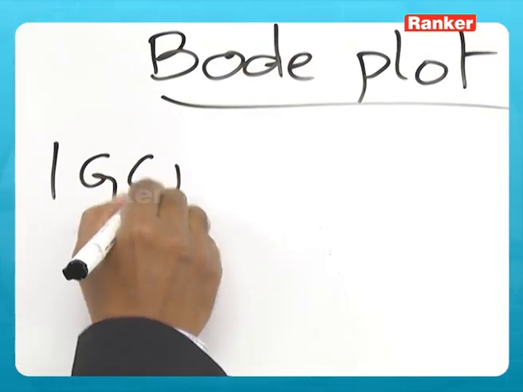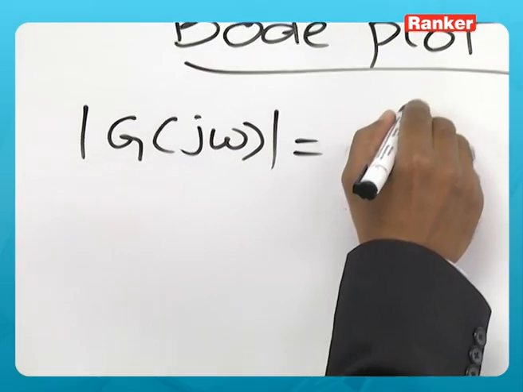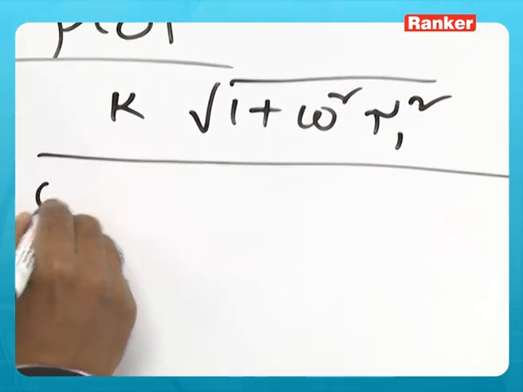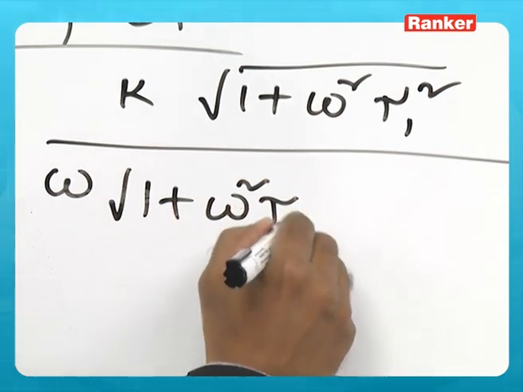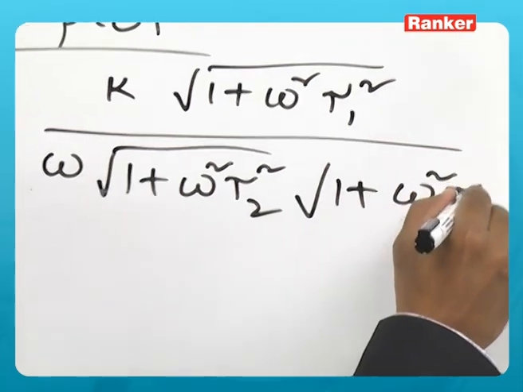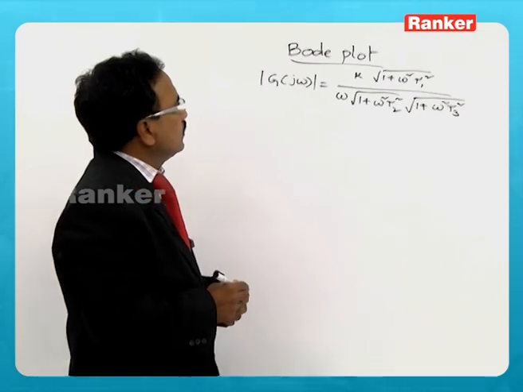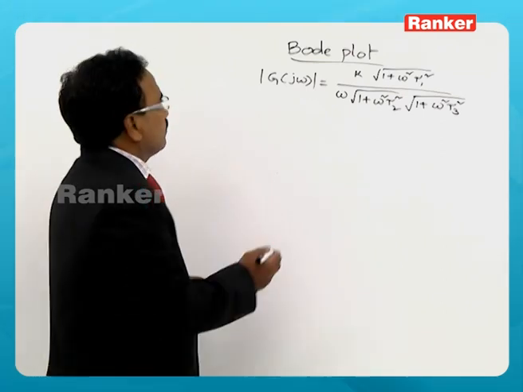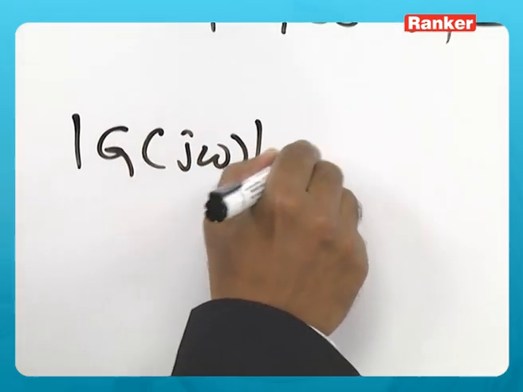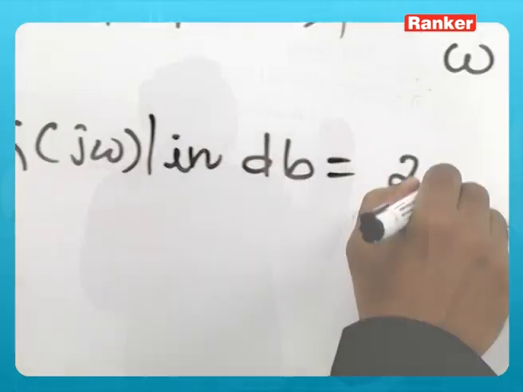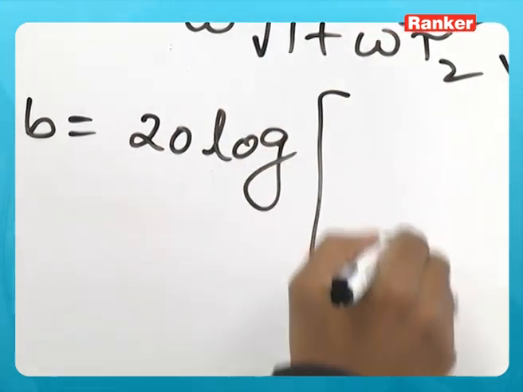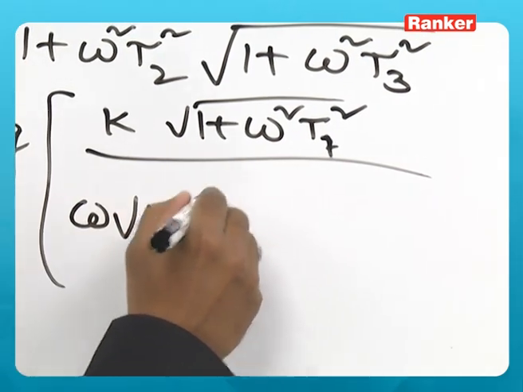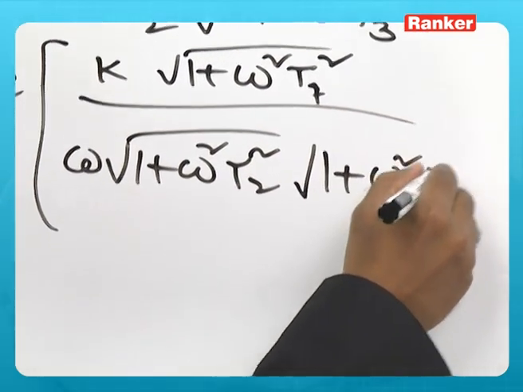So, the magnitude of the sinusoidal transfer function G of j omega is K times square root of 1 plus omega square tau 1 square, divided by omega times square root of 1 plus omega square tau 2 square times square root of 1 plus omega square tau 3 square. This is the magnitude term, and we need to apply log to it, because the magnitude is expressed in decibels. So, G of j omega in dB is 20 log of K square root of 1 plus omega square tau 1 square by omega square root of 1 plus omega square tau 2 square and 1 plus omega square tau 3 square.